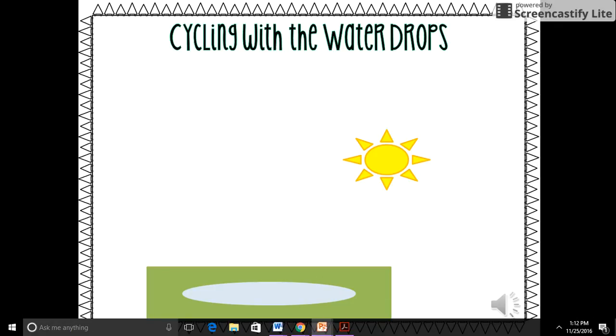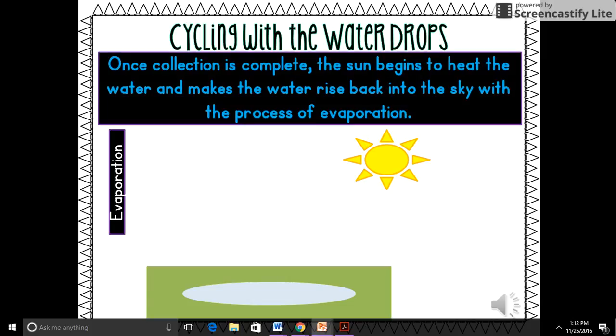Okay, this slide is about evaporation. Once collection is complete, the sun begins to heat up the water in that puddle there, and it makes the water rise back into the sky with the process of evaporation. This is why on the playground sometimes there's puddles and we have to stay out of them, but then we can go out the next day and the puddles are gone. Well, they don't just disappear. They have gone back into the sky because of the heat from the sun.